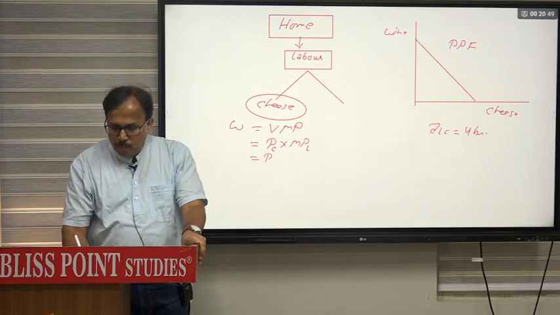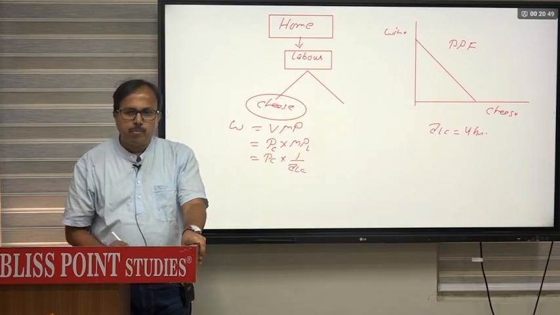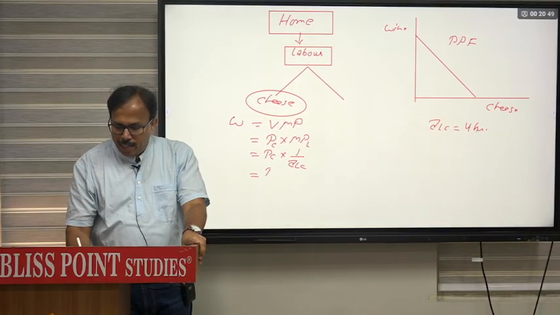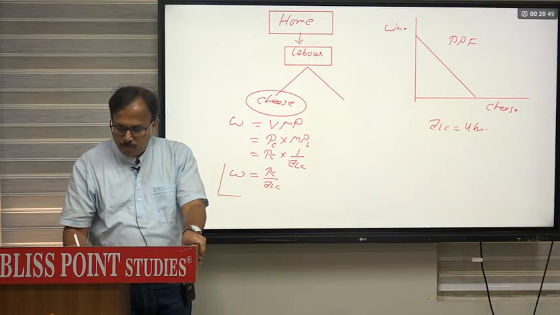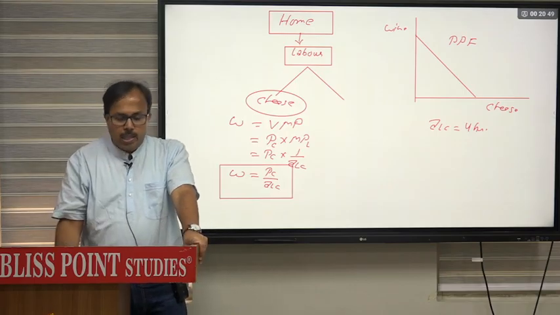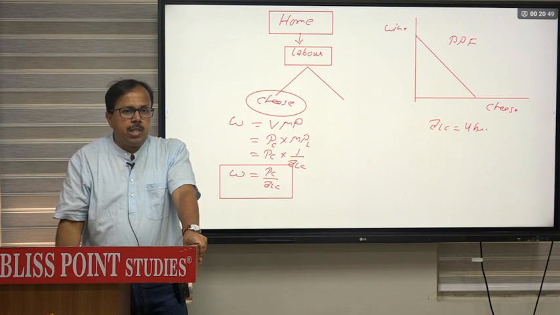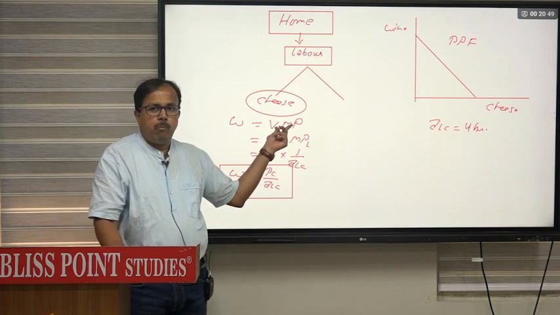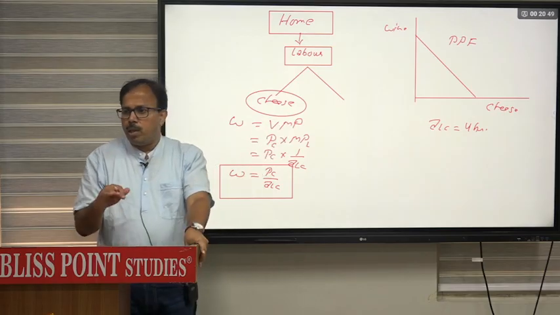So here I write PC into 1 upon ALC, clear? So it could be written directly as PC upon ALC. So this will be the wage in cheese. Wage in cheese is equal to PC upon ALC, but actually PC upon ALC indicates what? VMP है, वो VMP है, price upon ALC.